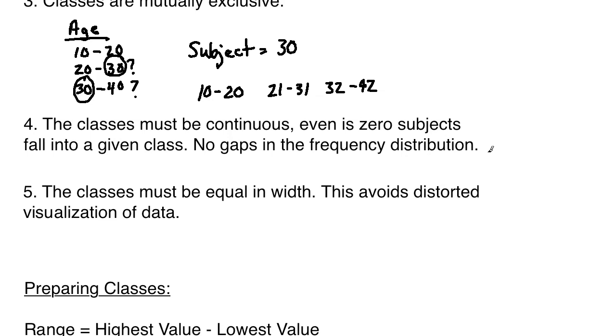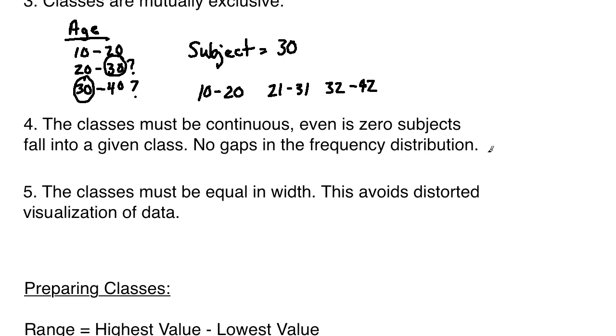You are then skipping 21 through 34-year-olds, and you don't have a class limit for them. And you'll see it says even if 0 subjects fall into that class, you cannot turn around and take a gap in the frequency distribution like that. Again, this also comes up to grading and graphing and keeping things consistent. You want to make sure that there are no breaks when you're looking at your class limits.